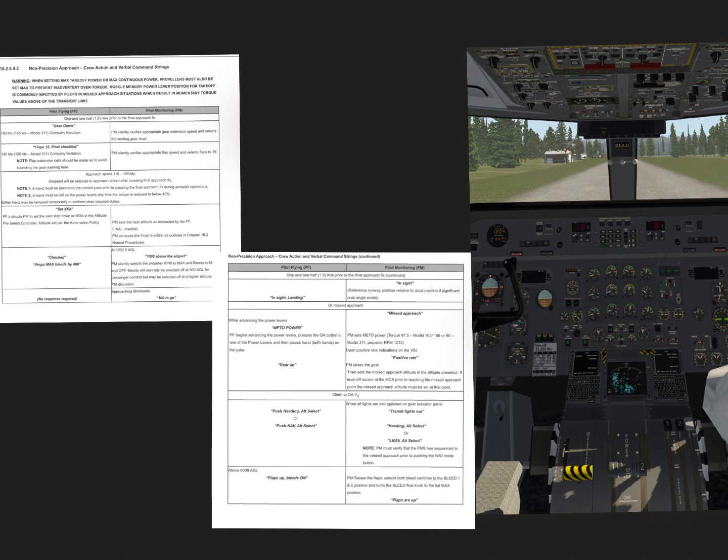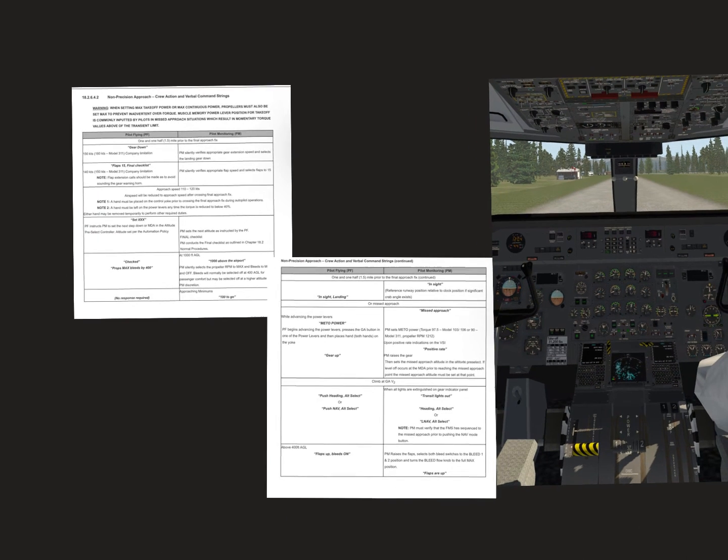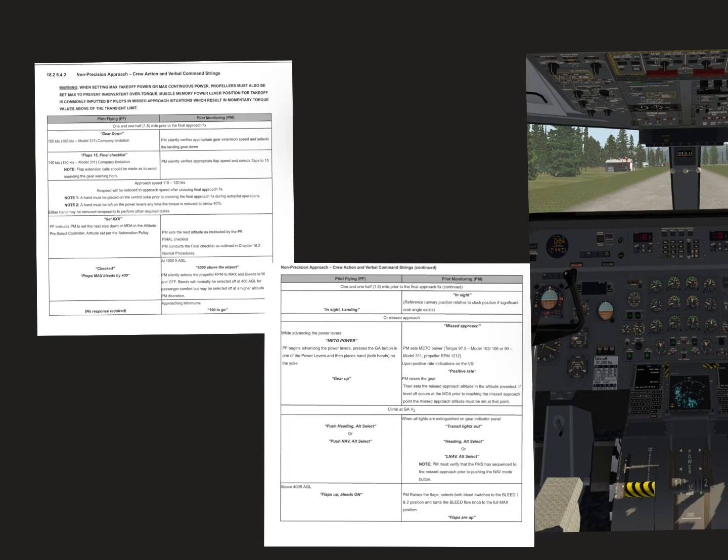Non-precision approach is pretty similar. So 1.5 miles prior to the final approach fix, pilot flying will call gear down. We'll do the same flaps 15, final checklist. The only difference here is to set the next altitude. So the pilot flying will instruct the pilot monitoring to set the next step down, or MDA, in the altitude controller. And so we'll set that as instructed by the pilot flying. We'll conduct a final checklist as associated. Then the rest is the same as well for the missed approach.